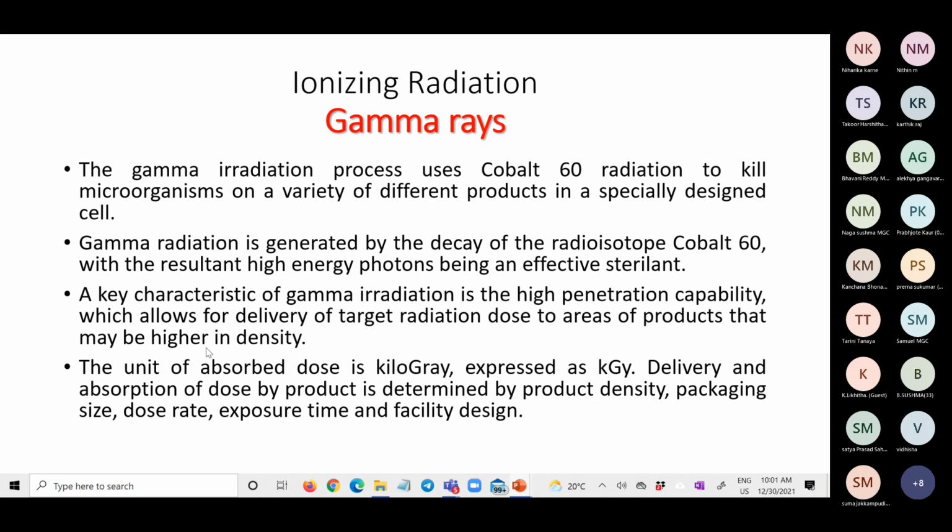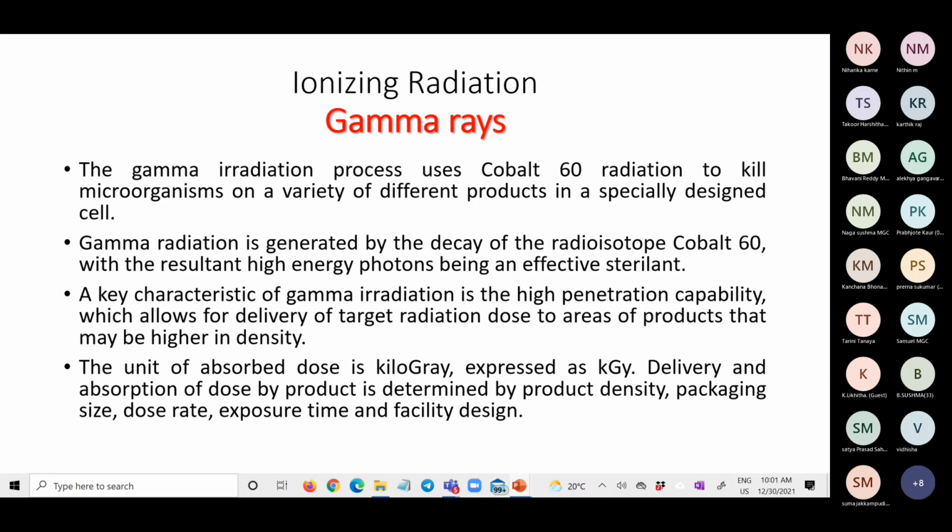Okay. So the key characteristic of gamma irradiation is high penetration capability. Very important point: with ultraviolet radiation, we have seen that the penetrating power is very less, so it is used for surface sterilization only. Now when you come to gamma rays, they have very high penetration power. Because of their high penetration capability, they can sterilize things, and their target can be products of very high density also, because they can penetrate through that.